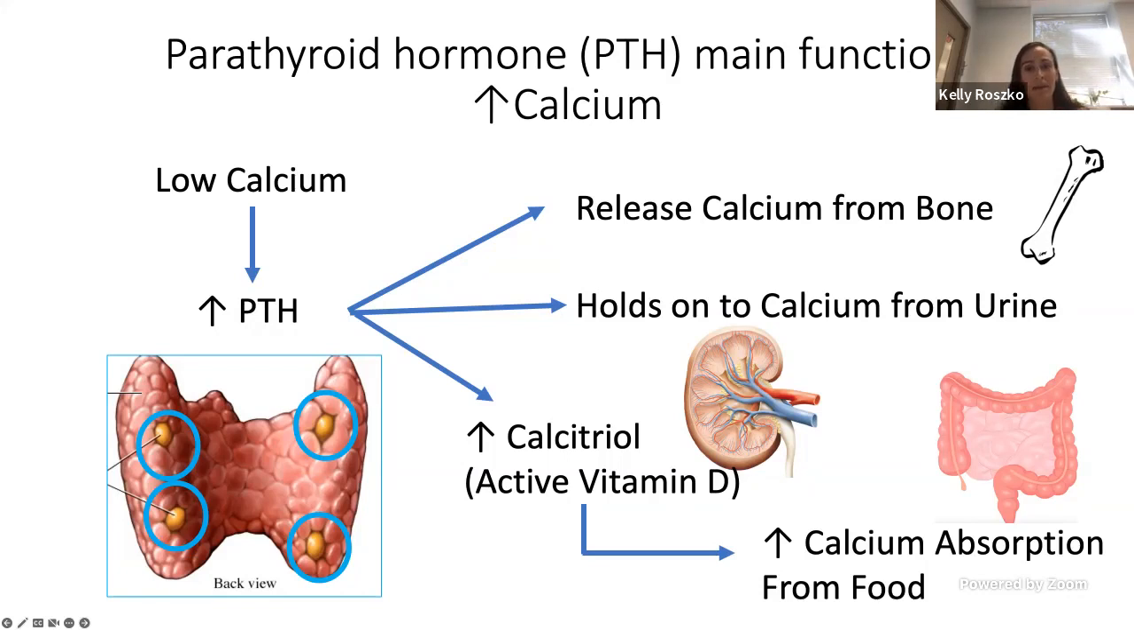And finally, PTH also acts on the kidney to promote the activation of vitamin D to form calcitriol. And calcitriol is that activated form of vitamin D. Active vitamin D increases the intestine's ability to absorb calcium from the food. So taken together, PTH allows you to use what calcium you already have stored. It prevents more calcium loss in the urine, and it increases your ability to get more calcium. All of this taken together results in a higher blood calcium.